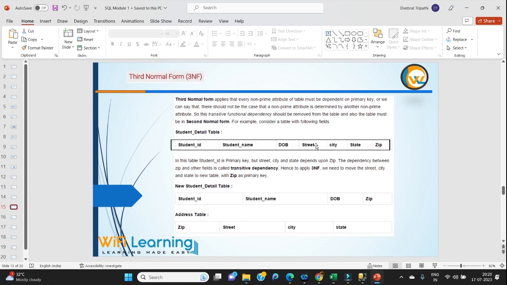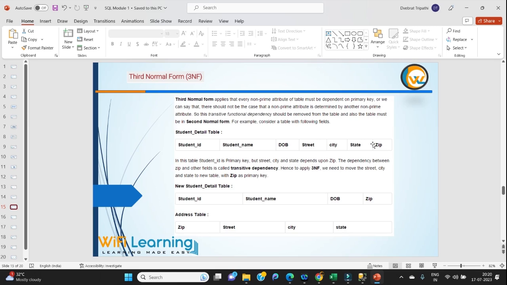Student name is dependent on student ID, date of birth is dependent on student ID, but street, city, and state, these three columns, are dependent on zip code. In such a scenario, this is called transitive dependency. Hence, to apply the third normal form, we need to move street, city, and state to a new table where zip code would be the primary key. This way you will be able to meet the third normal form.